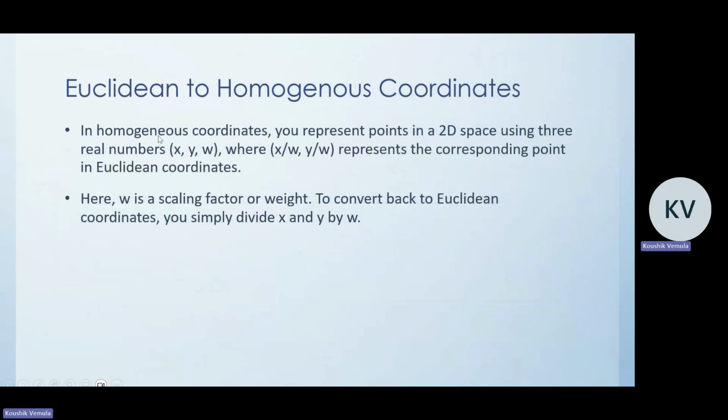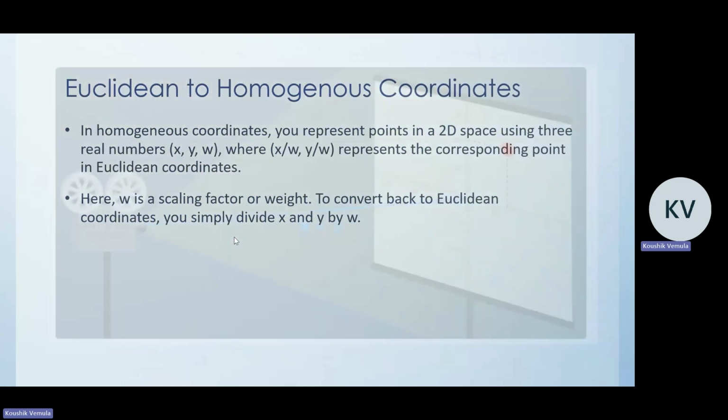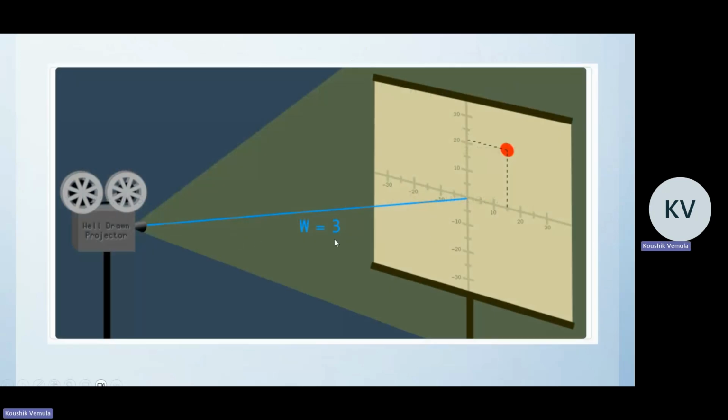For 2D space, x, y will be represented as x, y, w, where x by w, y by w represent the corresponding point in Euclidean coordinates. Here, w is a scaling factor or weight. To convert back to Euclidean coordinates, you simply divide x and y by w. As shown in the image, with the weight w equal to 3, we get the point as 21 and 15. If we have w equal to 1, we get the point as 7, 5.